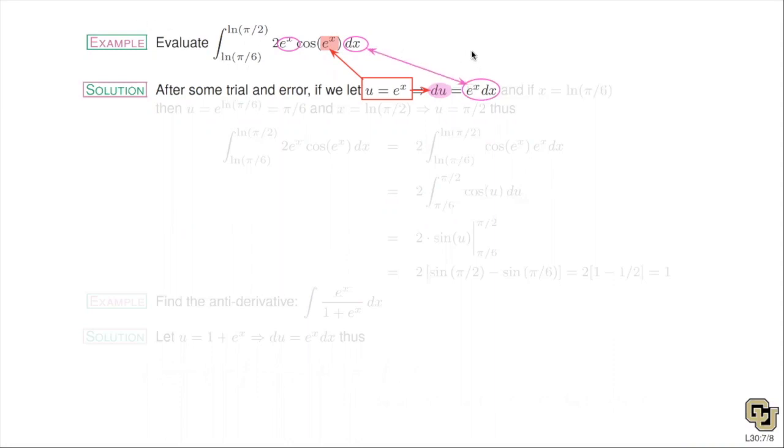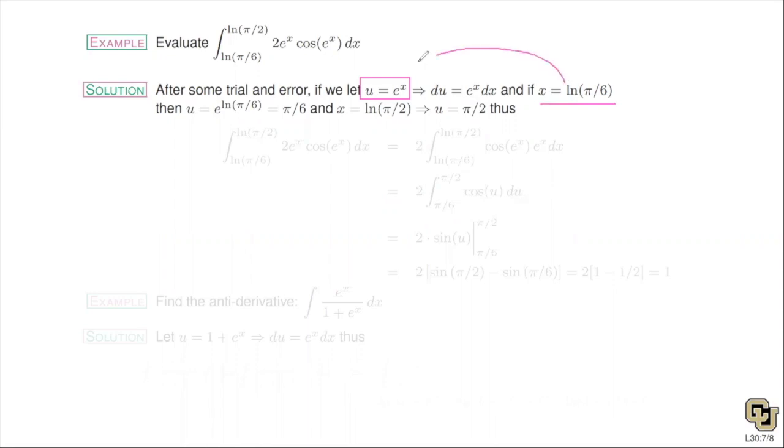So also notice this is a definite integral, so I have to also change the bounds of integration. And once again, I can use the substitution here to find the bounds in terms of the u variable. So if x is equal to ln of pi over 6, I can take this value and plug it in here for x and solve that. If x is ln of pi over 6, then u has to be pi over 6. And similarly, if x is ln of pi over 2, then u would have to be pi over 2.